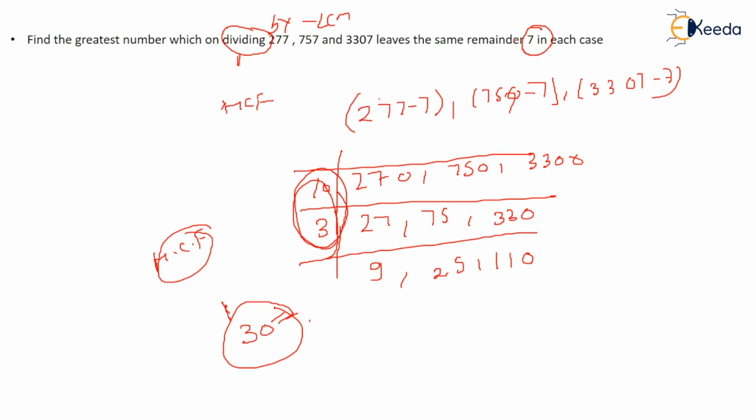So remember the case I told you, where it gives the same remainder. If they say the first case leaves remainder 3, the second leaves remainder 4, and the third leaves remainder 6, then you have to separate 3 from the first, 4 from the second one, and 6 from the third one. Okay, so this is how you need to do it.